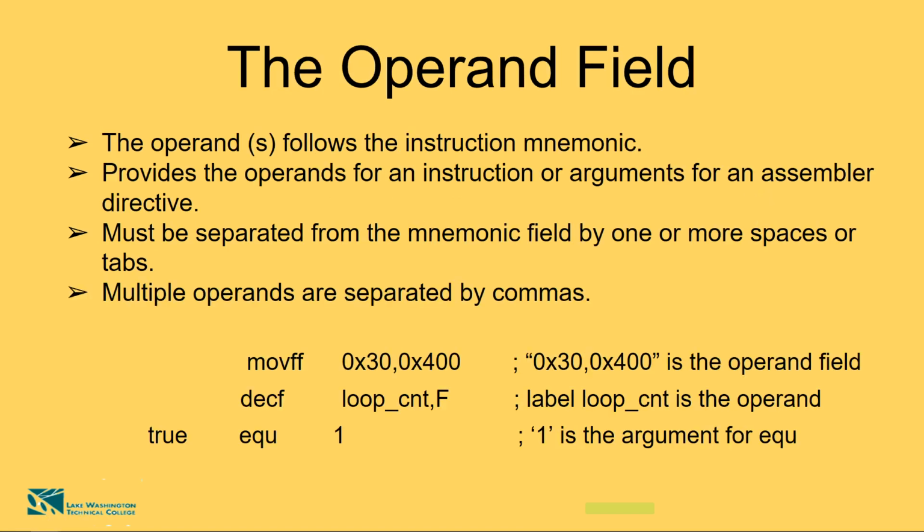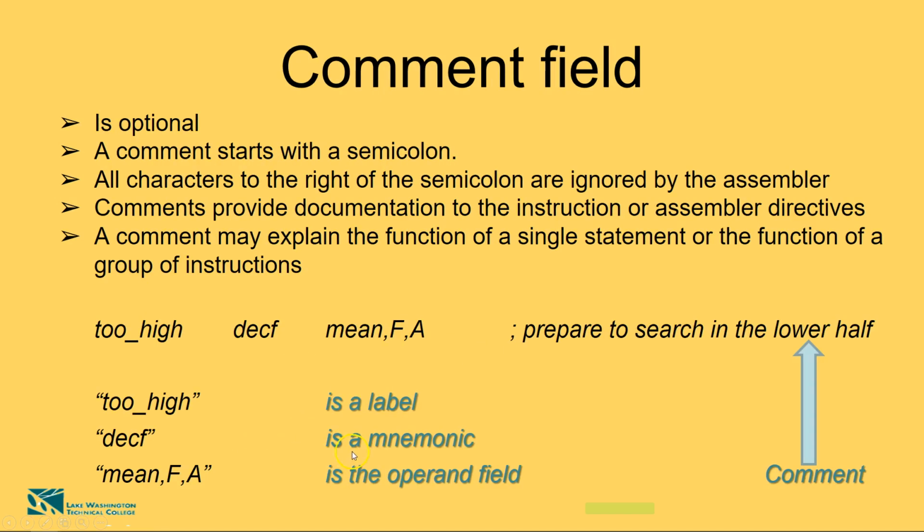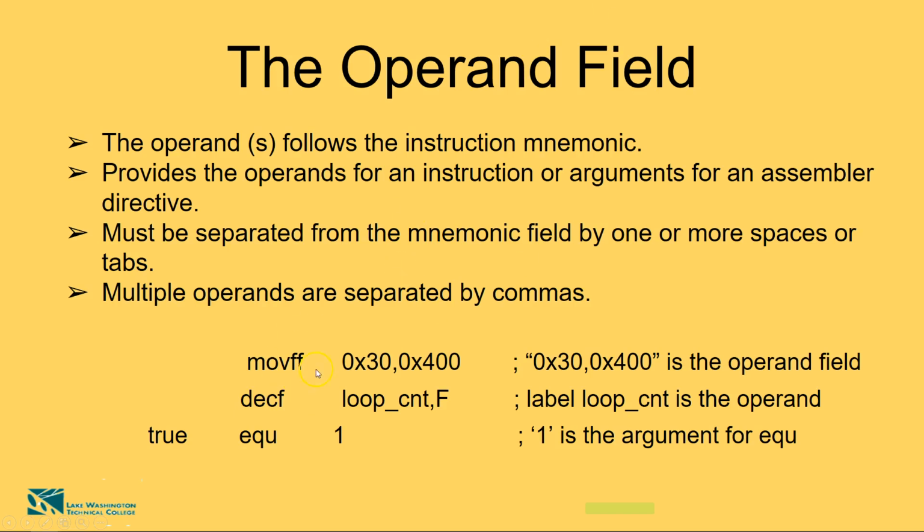Next we have the operand field. The operand field basically follows the instruction mnemonic. So you know that this is our label, this is our mnemonic field, and whatever you see after this is your operand field. This operand provides instructions or arguments for an assembly directive, and it must be separated from the mnemonic field to make it clearer what is the label, what is the mnemonic, and what is your operand field.